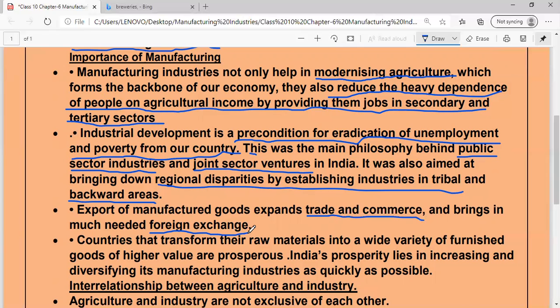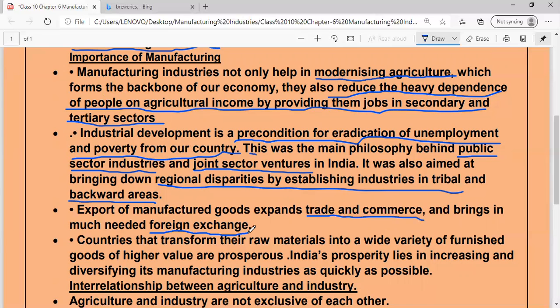Now, countries that transform their raw materials into a wide variety of furnished goods of higher value are prosperous. So as I told you before, when you are converting raw materials into final products, like sugarcane into sugar, bamboo products, a lot of things are there, like wood. You can make a variety of goods from wood, and other things are also there, like from the minerals itself. You are digging out the mineral, and you can make machineries from those minerals.